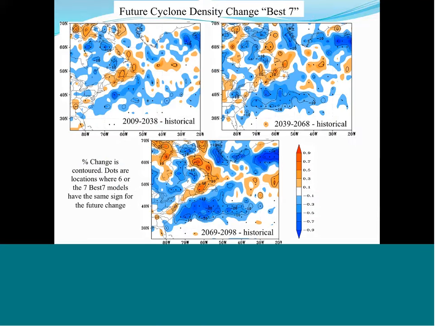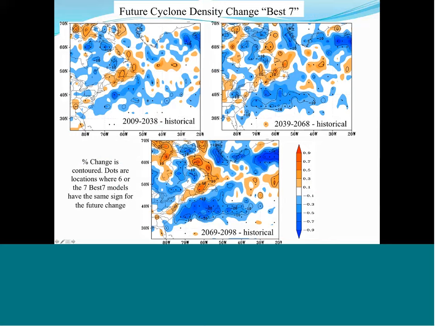So let's look at the future here, looking first at the cyclone density change, basically these 3 future periods minus the historical. And we're looking at the relative change here in the cyclone density, and then the percentage change, which is the contours here in percent. Dots are actually locations where 6 out of the 7 best models have the same sign for the future change to give a little bit of significance to the results.